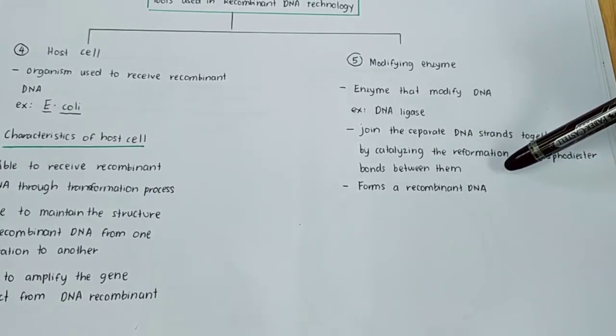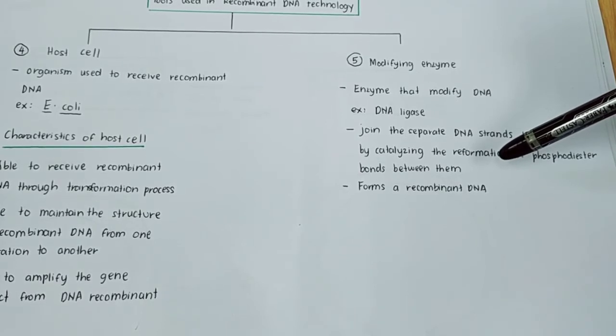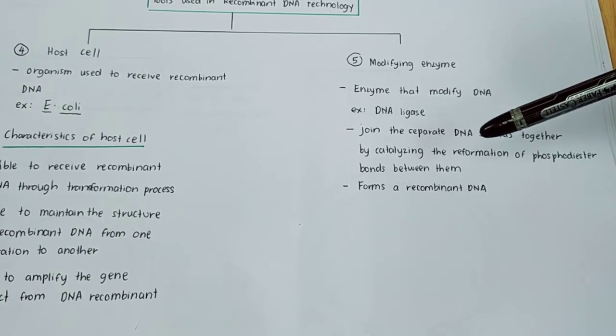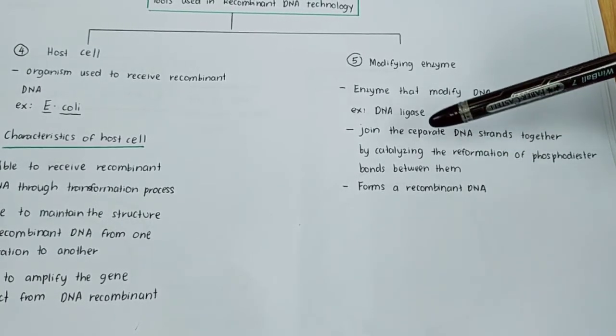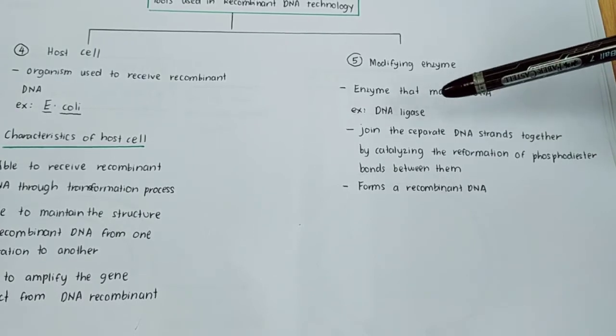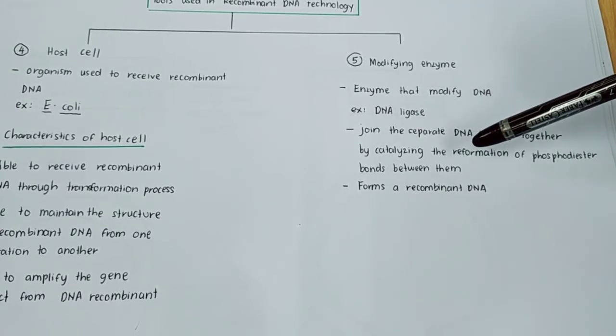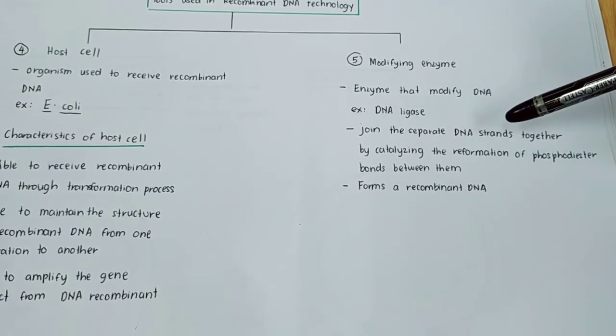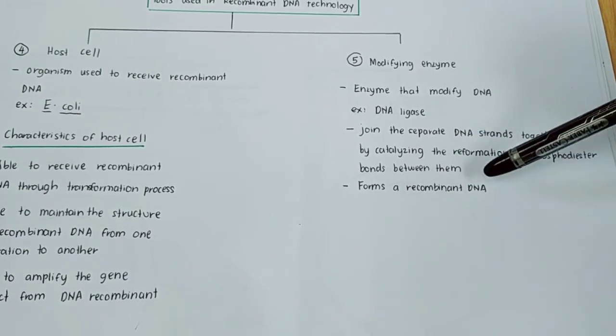Okay, so maksudnya tadi gene of interest will be inserted into plasmid or vector. So macam mana kita nak seal in between gene of interest and also plasmid? It is by DNA ligase. Okay. So once dah berlakunya insertion in between gene of interest and also plasmid, so it will form recombinant DNA.